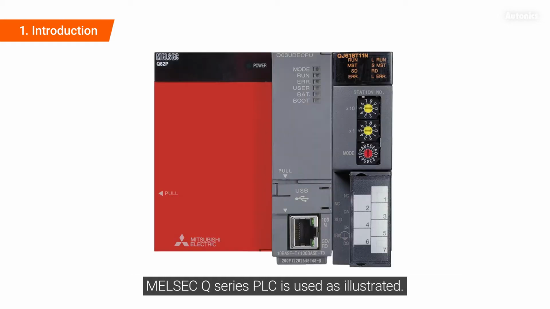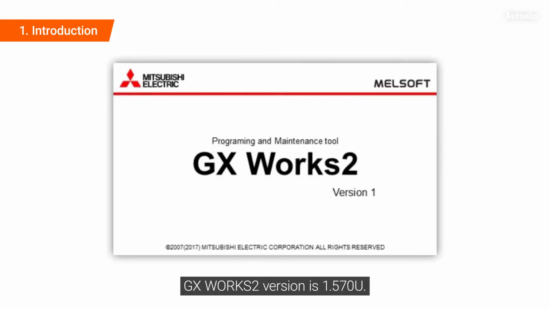MELSEC Q series PLC is used as illustrated. QJ61BT11N is mounted in slot 0 of base. GX Works 2 version is 1.570U.